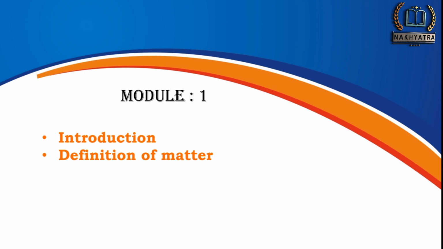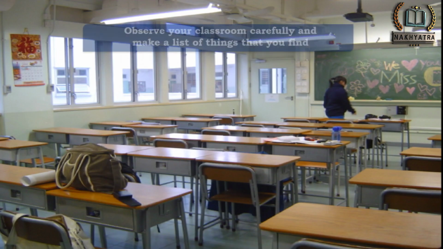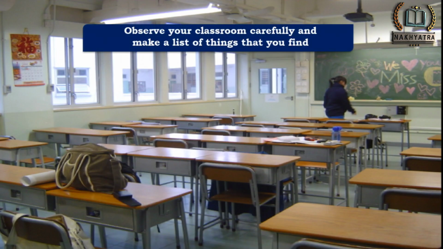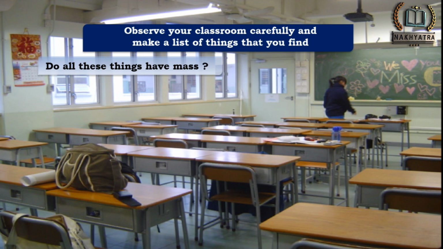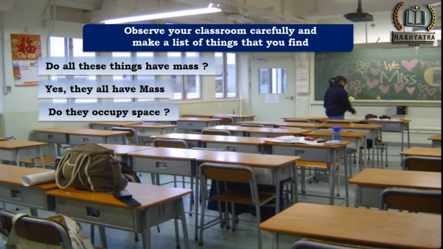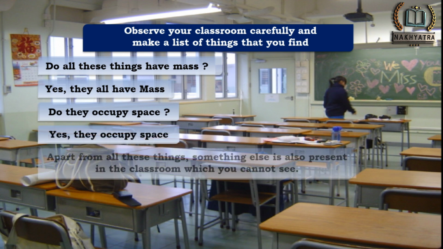So guys, in our first module, we will see the introduction and then the definition of matter. Now observe your classroom carefully and make a list of things that you find, for example, blackboard, desk, bench, fan, etc. Do all these things have mass? Yes, of course, they all have mass. And do they occupy space? Definitely, you can see that they also occupy space.